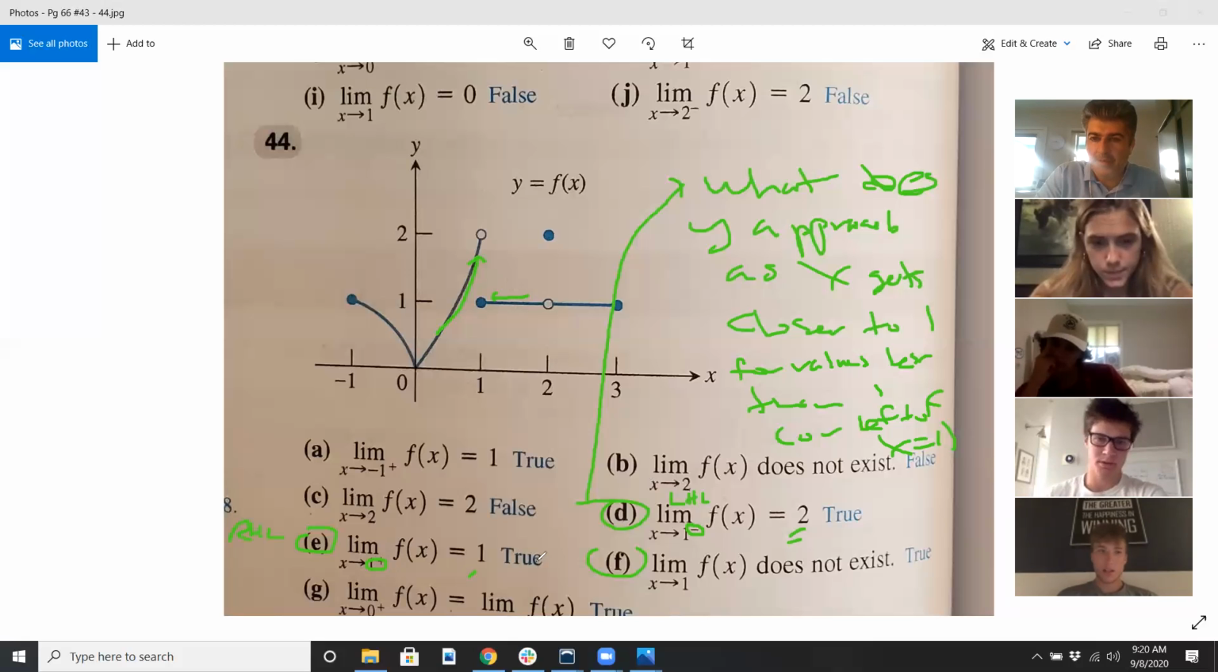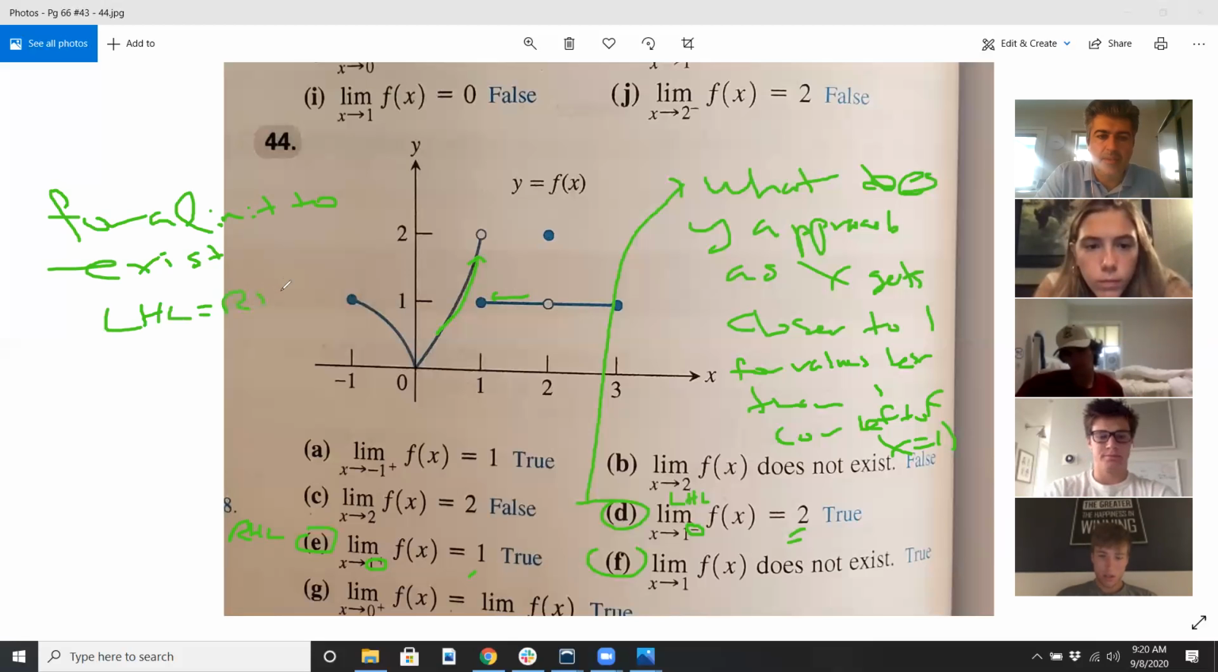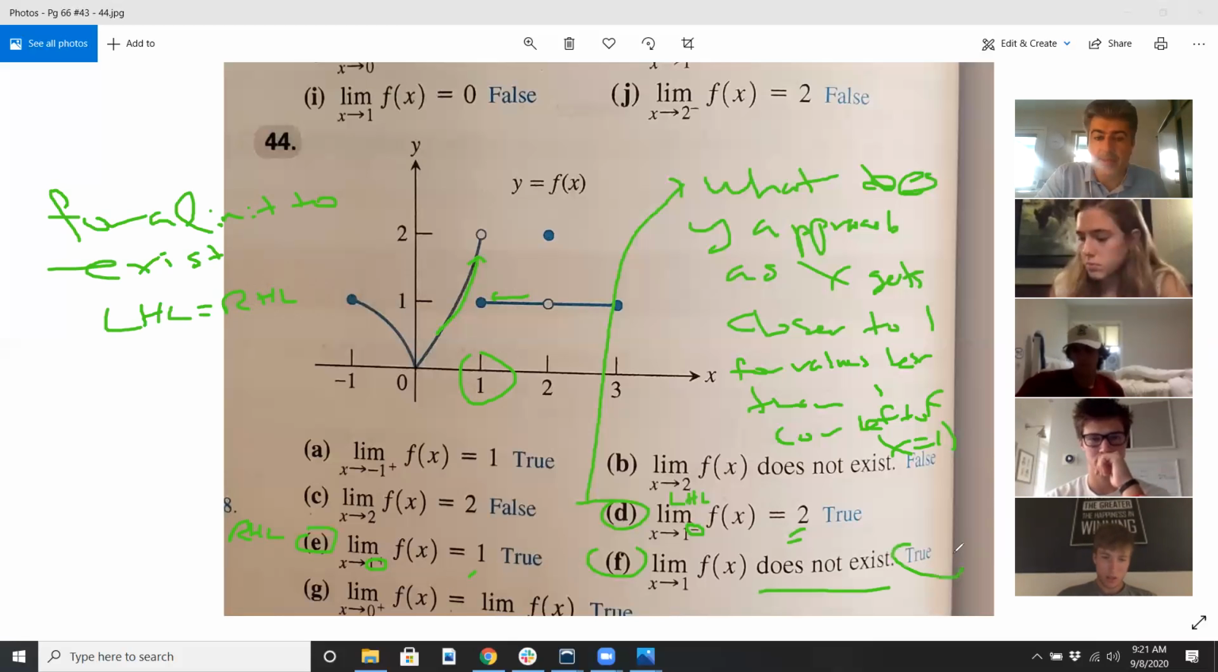Now, F is a big one. In order for the limit to exist, and we're going to really drive this home today, for a limit to exist, the LHL must equal the RHL. You need to have that happen. Does the LHL equal the RHL for x equals 1? Absolutely not. The LHL is 2 and the RHL is 1. Those are not the same. When they're not the same, you say the limit does not exist. So F is a true statement.